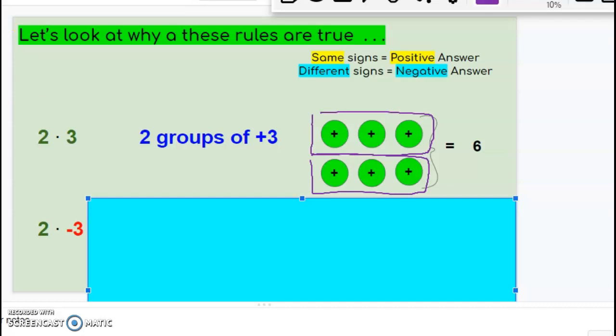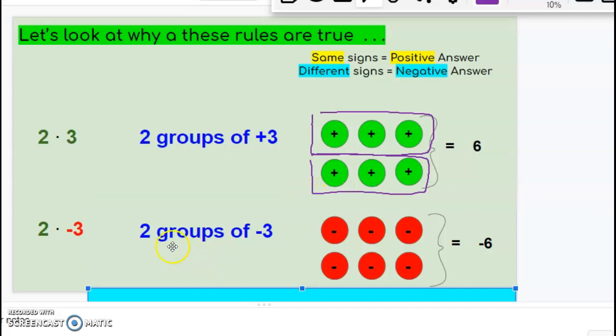So now let's think about what this second example would look like. 2 times negative 3. Well, two groups of a negative 3. Right? So we're going to think about it in terms of words. Two groups of negative 3.